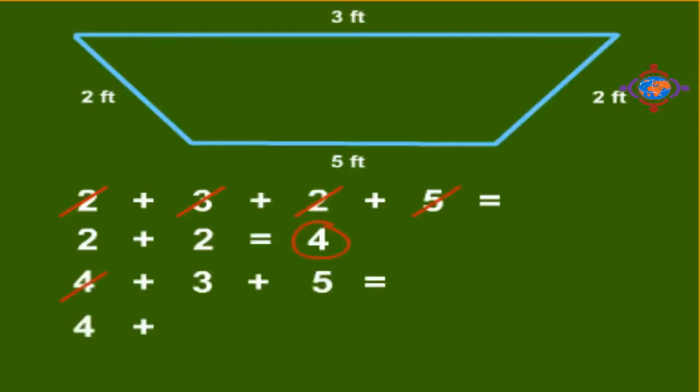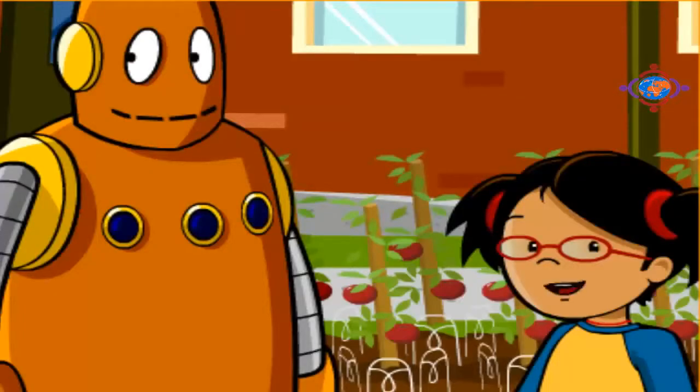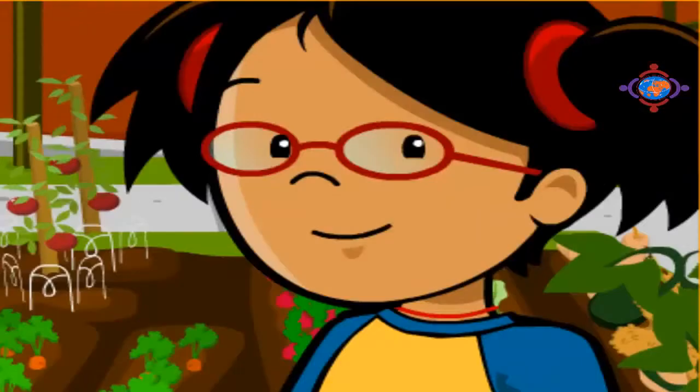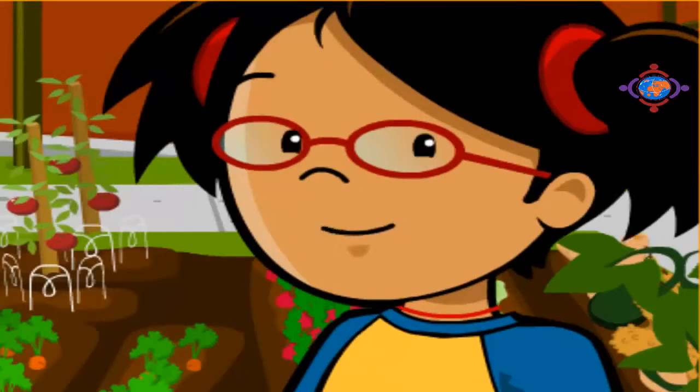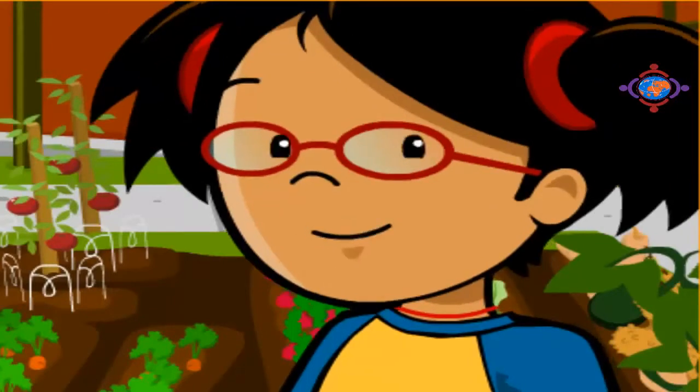I know 4 plus 5 is equal to 9. 9 plus 3 is equal to 12. The perimeter of the carrot section is 12 feet. It's helpful to break up long number sentences into smaller ones to help you add.